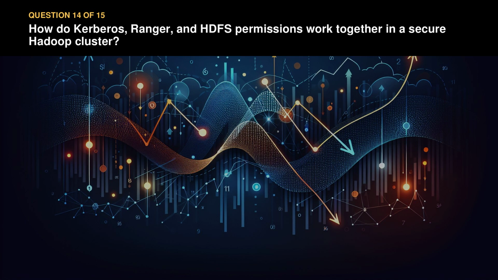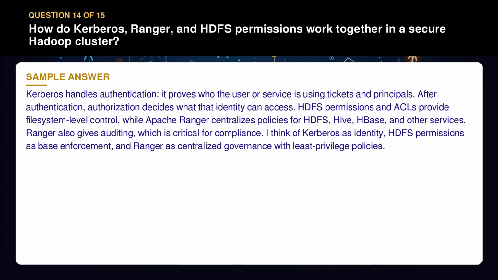Question 14. How do Kerberos, Ranger, and HDFS permissions work together in a secure Hadoop cluster? Kerberos handles authentication. It proves who the user or service is using tickets and principals. After authentication, authorization decides what that identity can access. HDFS permissions and ACLs provide file system level control, while Apache Ranger centralizes policies for HDFS, Hive, HBase, and other services. Ranger also gives auditing, which is critical for compliance. I think of Kerberos as identity, HDFS permissions as base enforcement, and Ranger as centralized governance with least privilege policies.